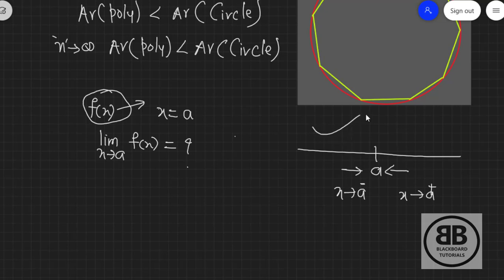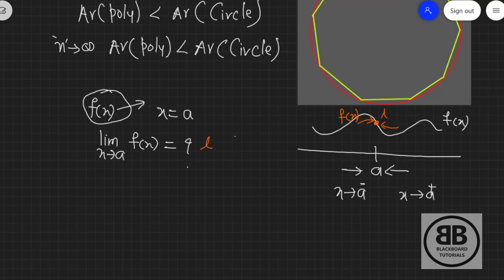Suppose this is the graph of function f of x and now we are approaching a from the left hand side, then the value of function f of x is approaching this value. In the same way, when we are approaching a from the right hand side, the value of the function is approaching the same point. Suppose this value is L, then this value is called the limit of the function. This is the concept of limit of a function.